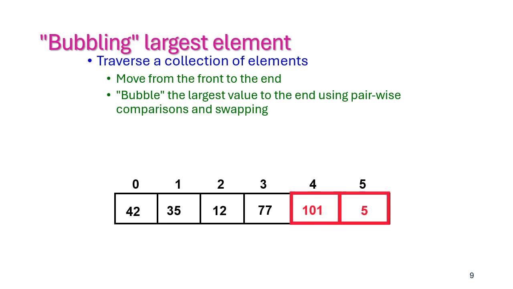Next let us take the fifth and sixth positions. Now 101 is greater than 5, hence these two items should be swapped: swap 5 and 101. Now the largest value 101 is placed in its right position. That is, 101 is bubbled to its correct position.